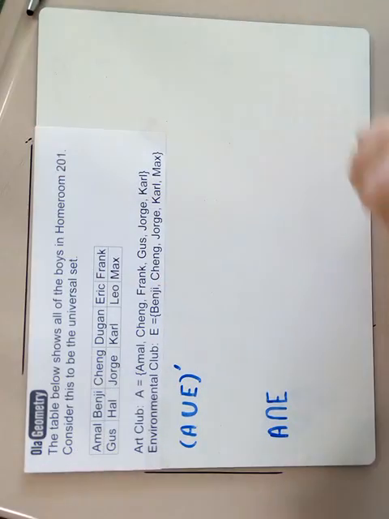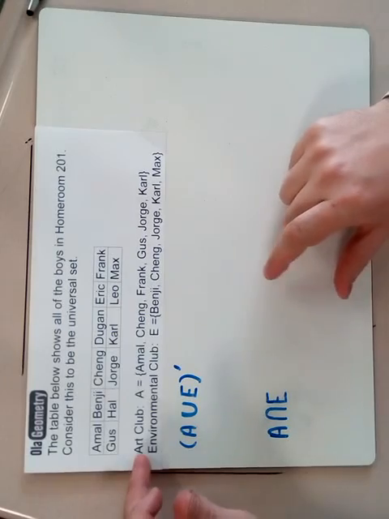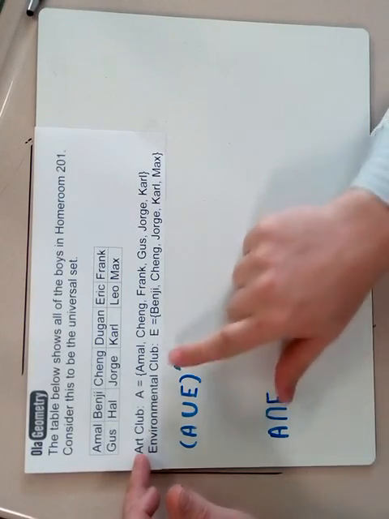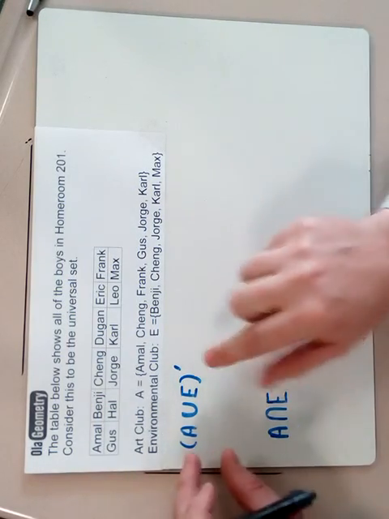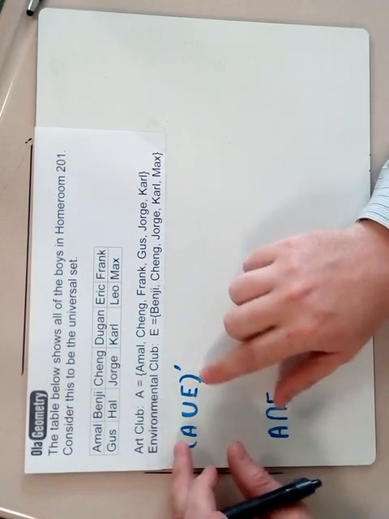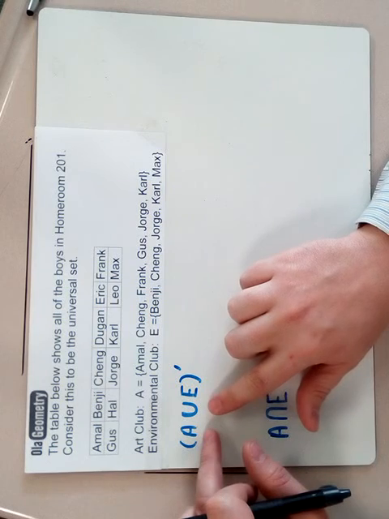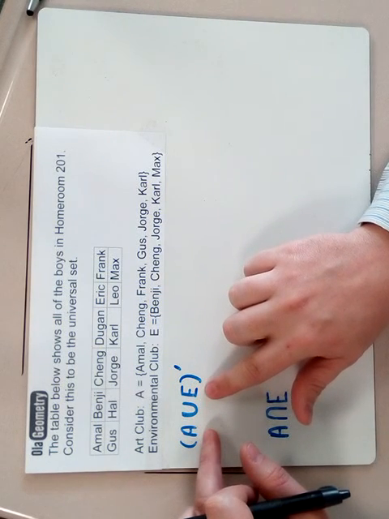First example. The table below shows all the boys in homeroom 201. Consider this to be a universal set. So this is a universal set here. We have art club with these people, and we have environmental club with those people. We want to find who's not in A or E.